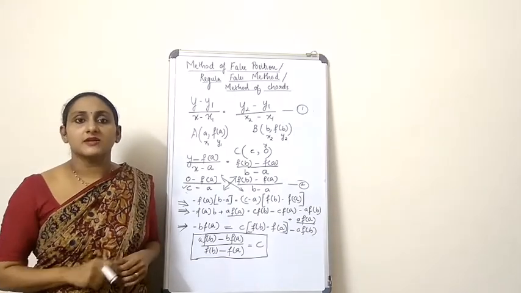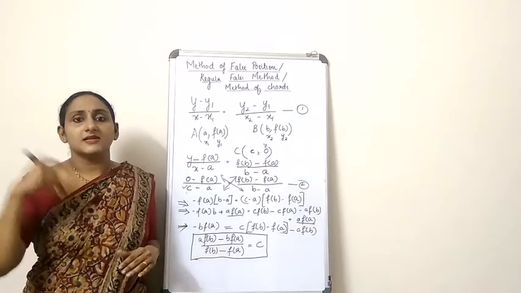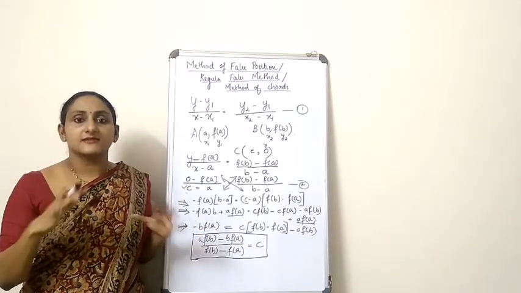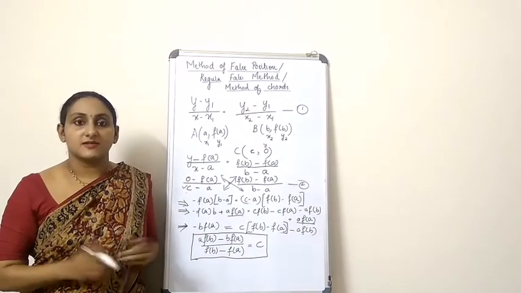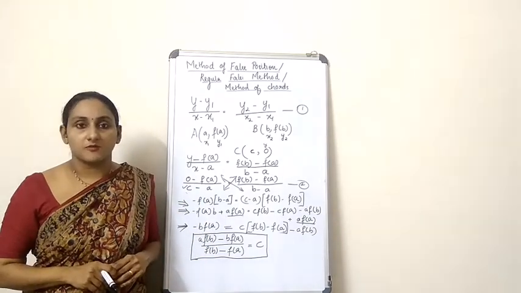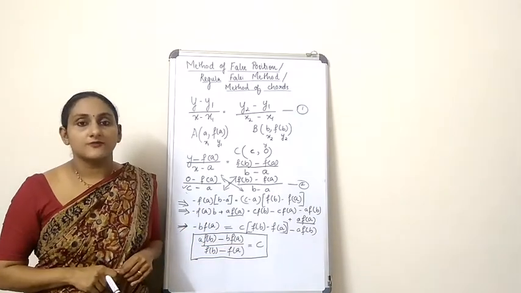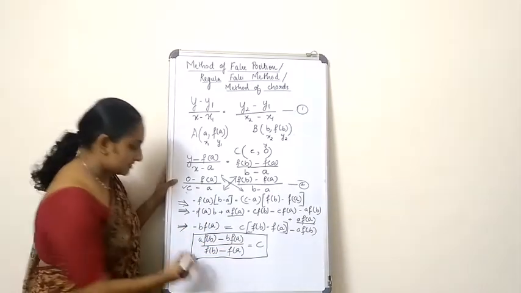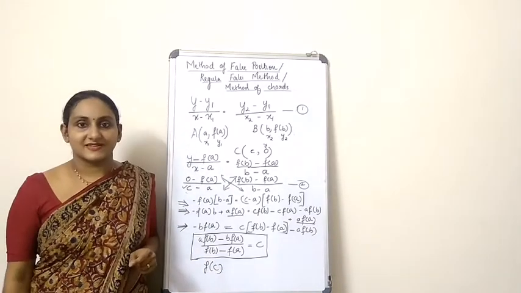Like what we have done in the bisection method, we have an iterative process over here too. But it is somewhat easier. It is not somewhat easier, it is way better than the bisection method. And that you will understand in a problem. So as I said, we have found only c. Now we have to find out f of c.